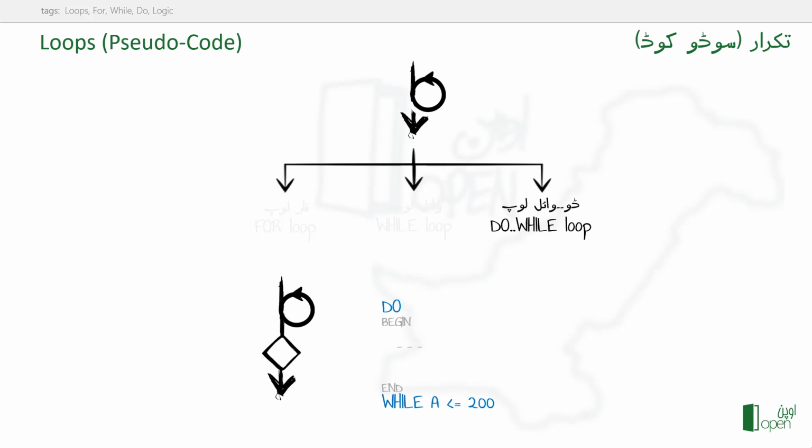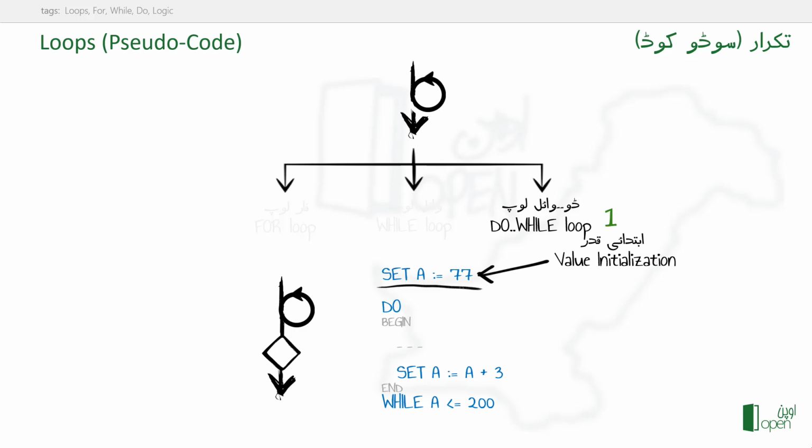Finally, in do-while, after the loop executes once, the value of a is evaluated, and if it is less than or equal to 200, the loop continues to execute. Every time the loop runs, the value of a is incremented by 3. Also, a is initialized to 77 before the loop statement is first encountered. Here, the first statement is the value initialization statement. The second statement is the increment statement, and the third statement is the execution condition.